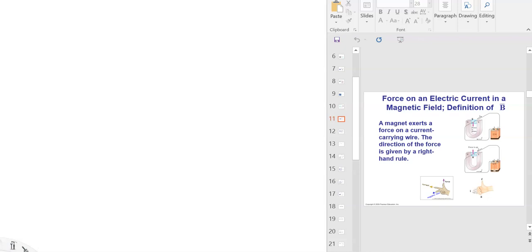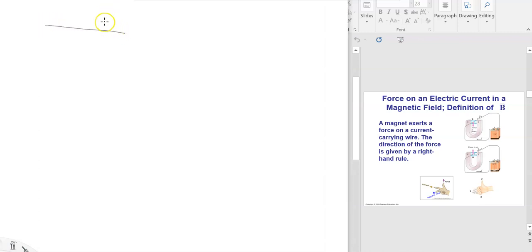Let's talk about force on an electric current in a magnetic field. Now, we talk about electricity creating magnetic fields, right? So if you have a conductor and there's current I in this conductor, it creates a magnetic field around it, a circular magnetic field, looks like little circles. And the particular direction we can figure out using the right hand rule.